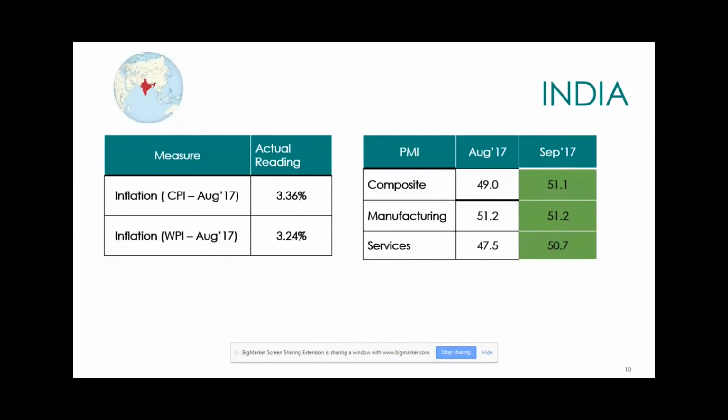Right. The PMI indicators for manufacturing and services all indicate positive growth for the month of September. If you look at the PMI for just the previous month, in August, services activity had declined and had a reading of 47.5. And any reading below 50 indicates a decline in activity.